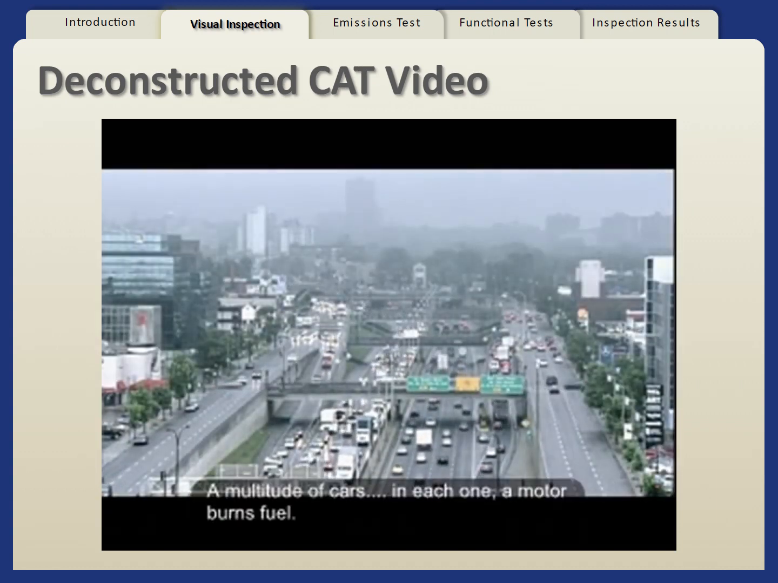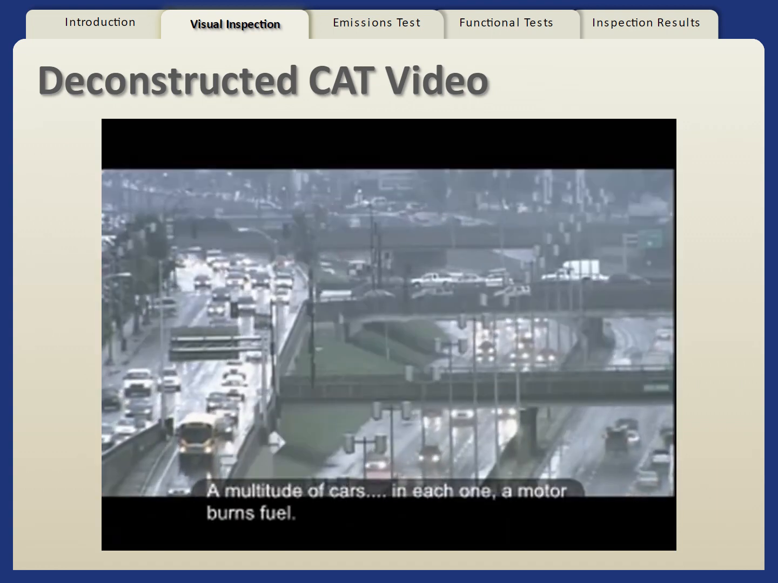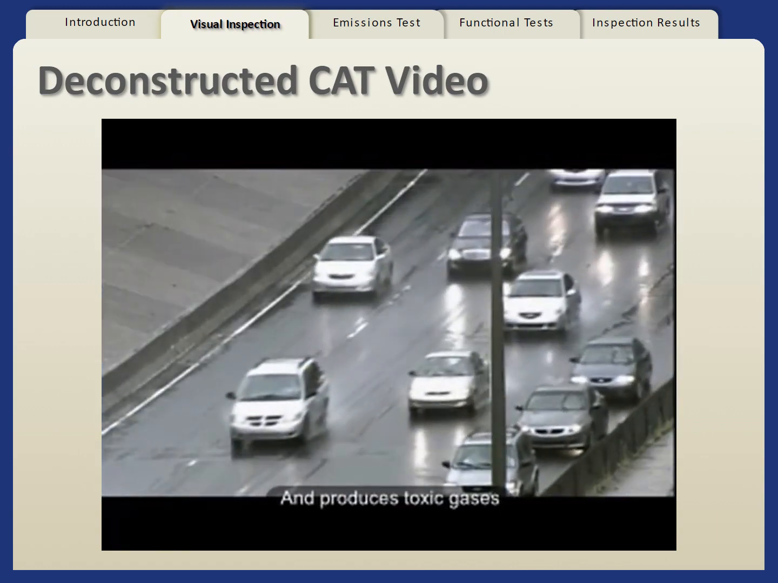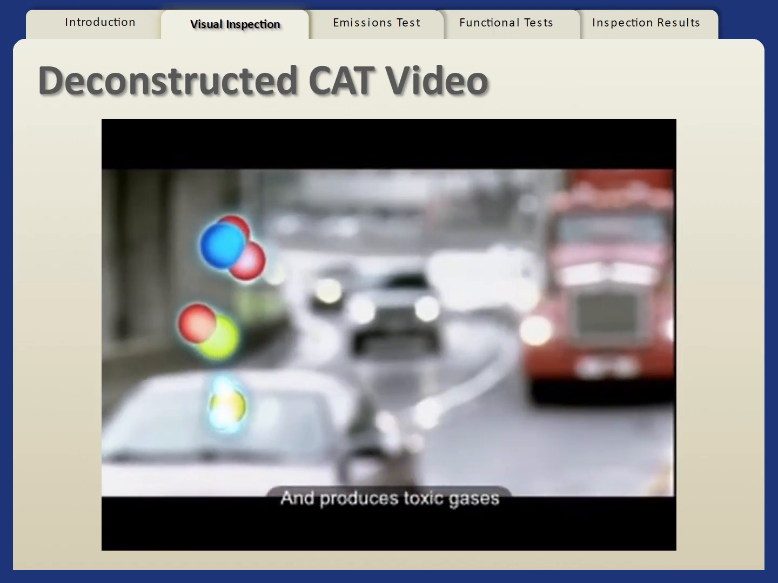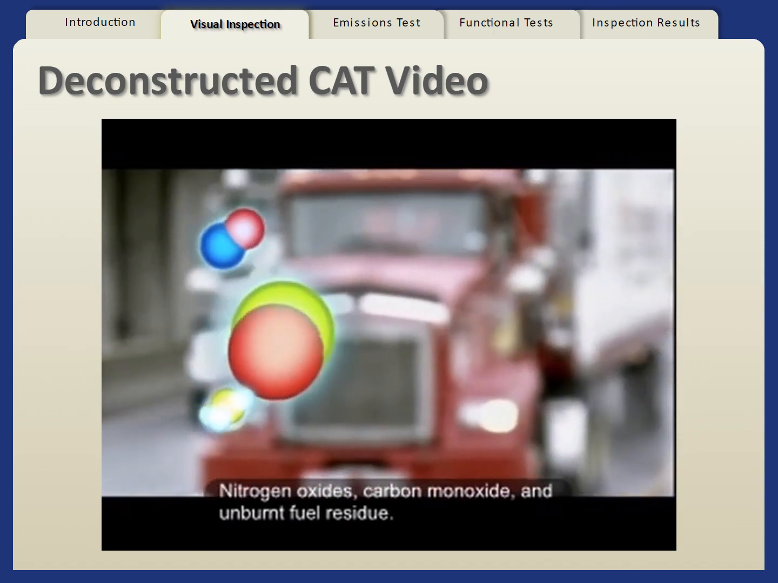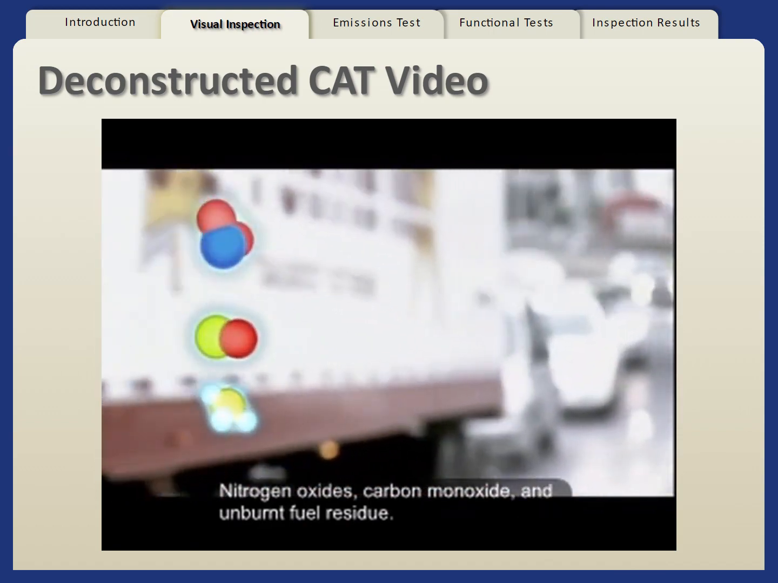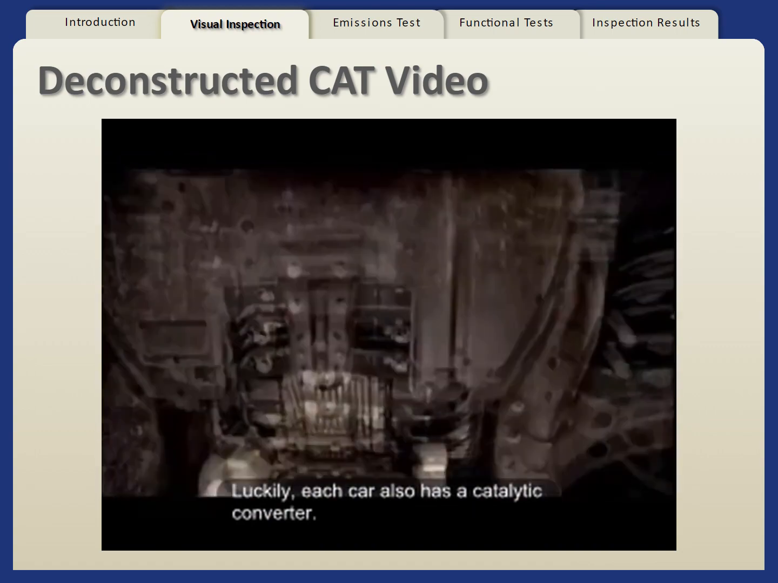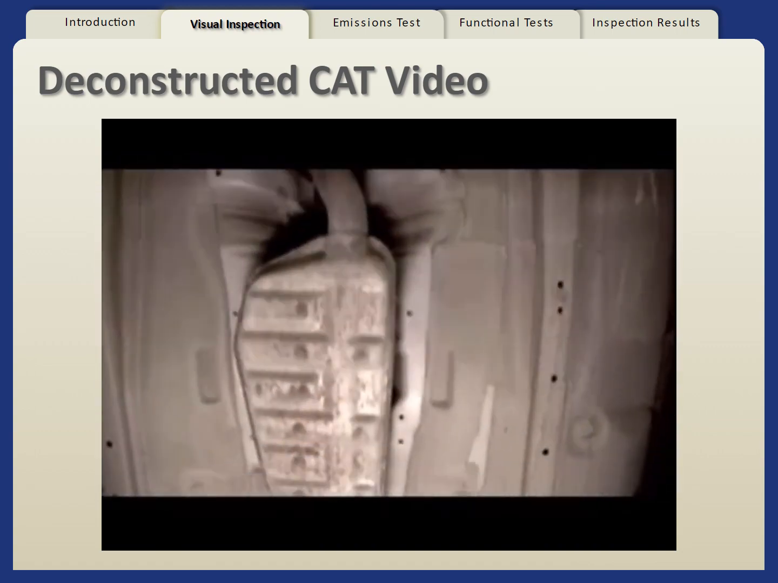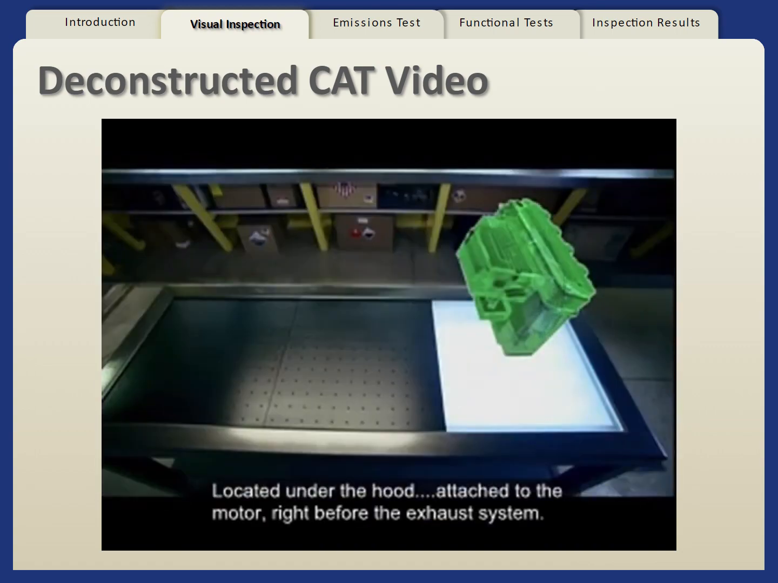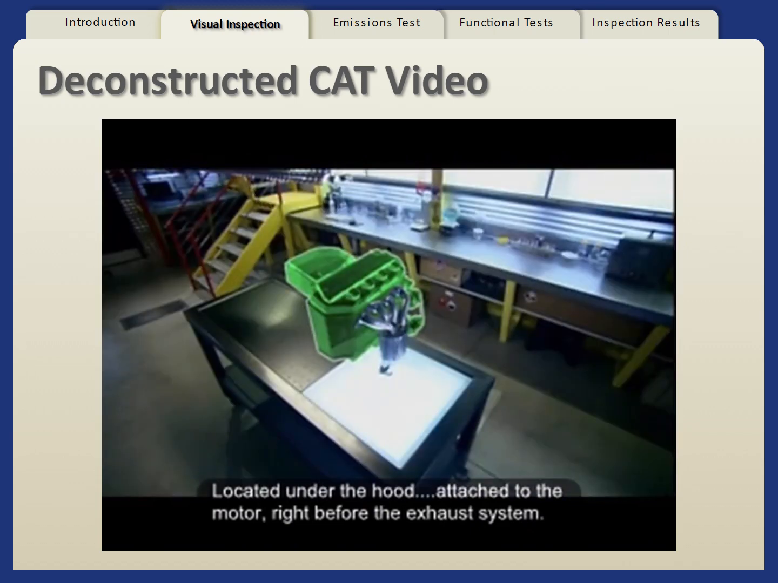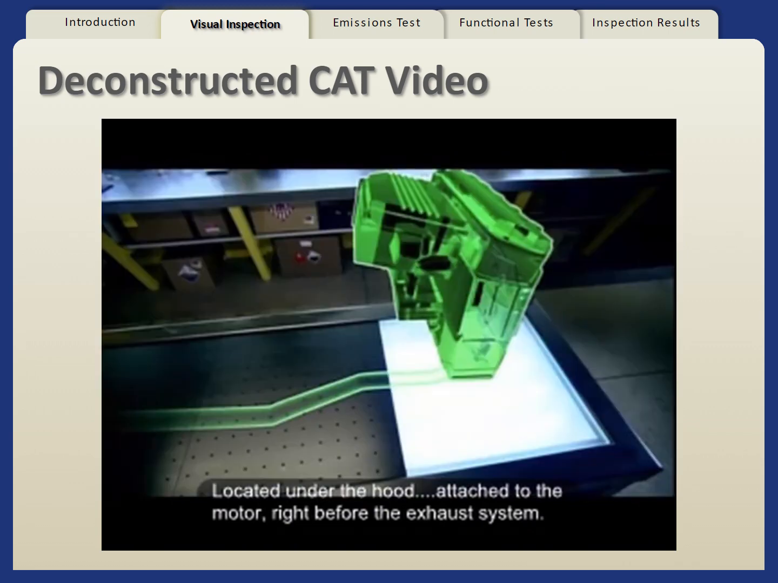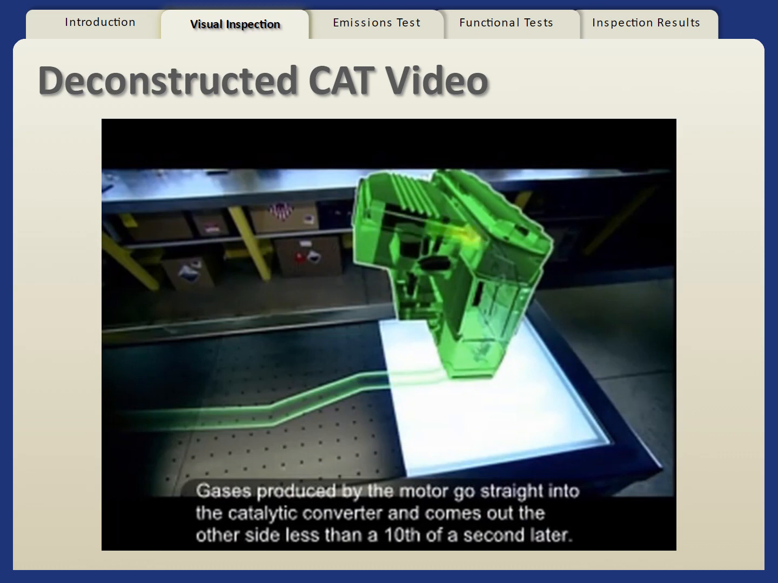A multitude of cars. In each one, a motor burns fuel and produces toxic gases: nitrogen oxides, carbon monoxide, and unburnt fuel residue. Luckily, each car also has a catalytic converter. Located under the hood, attached to the motor, right before the exhaust system. Gases produced by the motor go straight into the catalytic converter and come out the other side less than 1/10 of a second later.